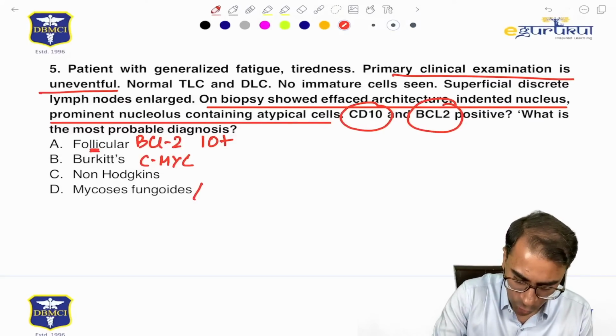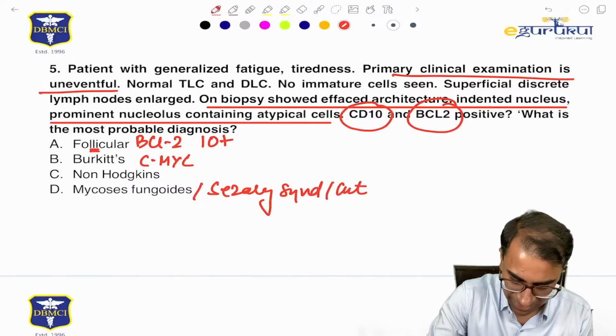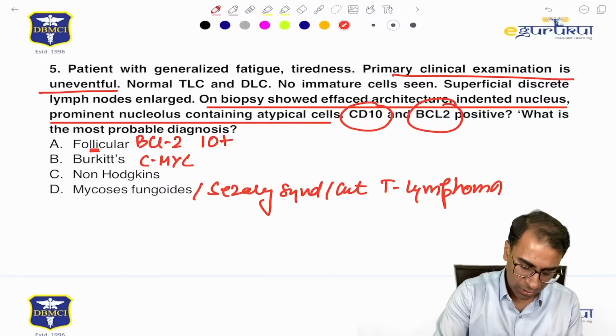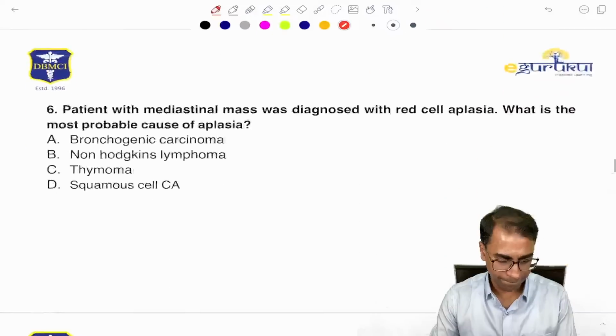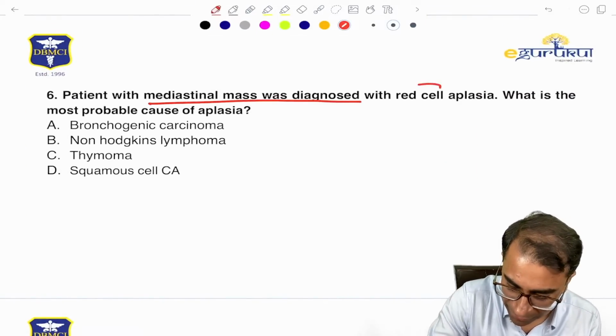Mycosis fungoides is also called Sézary syndrome, and this becomes a case of cutaneous T-cell lymphoma. Cutaneous T-cell lymphoma. Okay, so the answer is, tell me, what will it be? A, follicular lymphoma. Let's go.